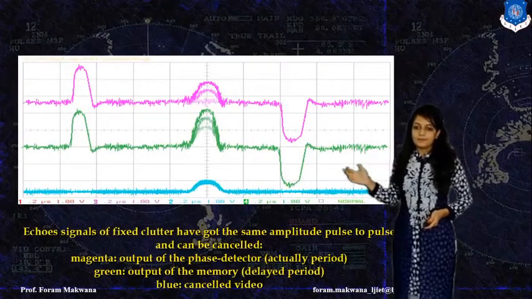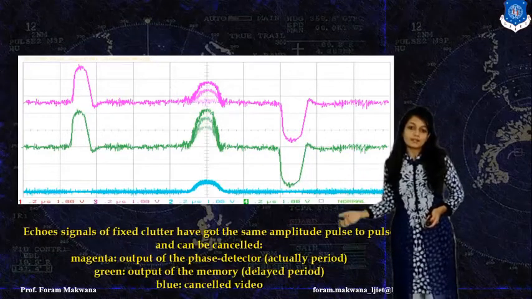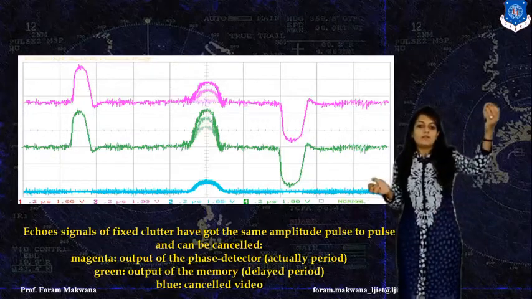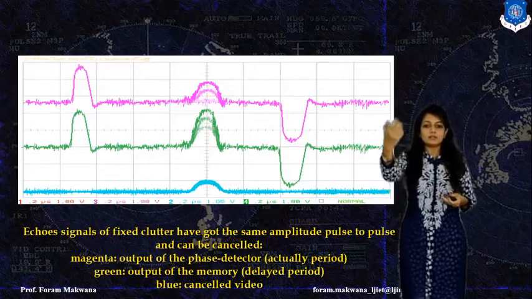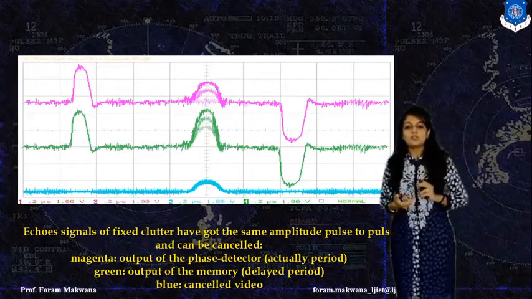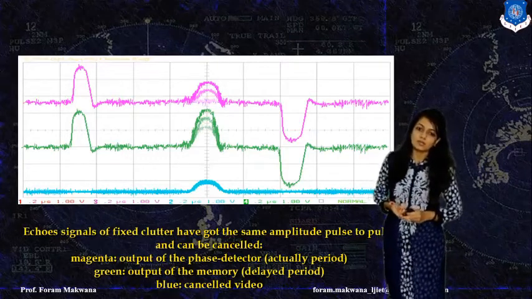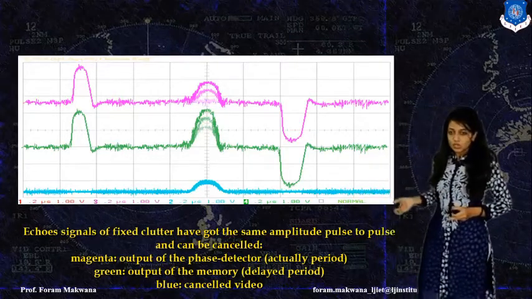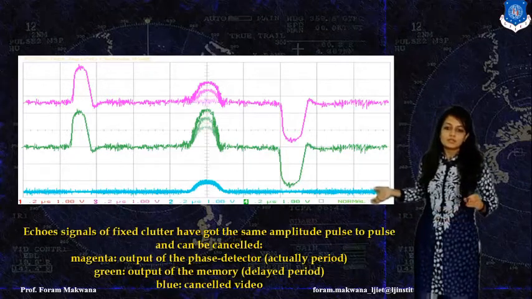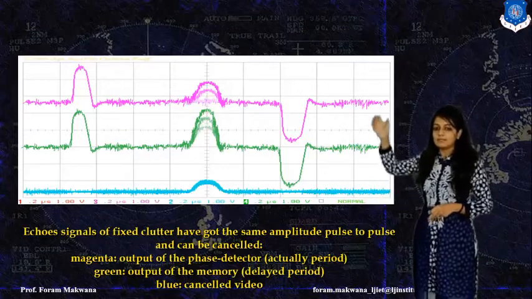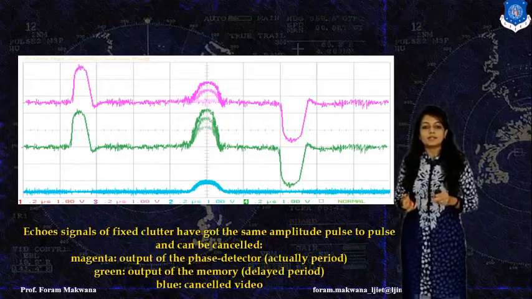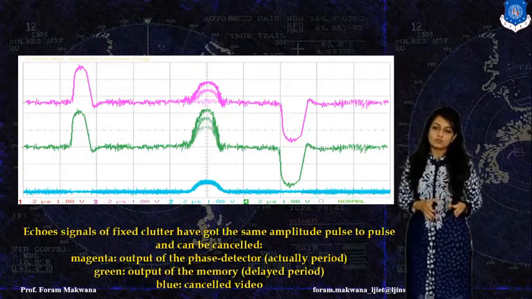See over here, this is the diagram. This is the echo signal of the fixed clutter, which has the same amplitude, because the signal reflected from the stationary target has the same amplitude. But if the target is moving, then there is a change in the amplitude as well as in the frequency, right? So for a fixed target, the amplitude and the frequency are the same, and we can say that it can be cancelled out. Okay. So our aim is to identify whether the target is moving or not.